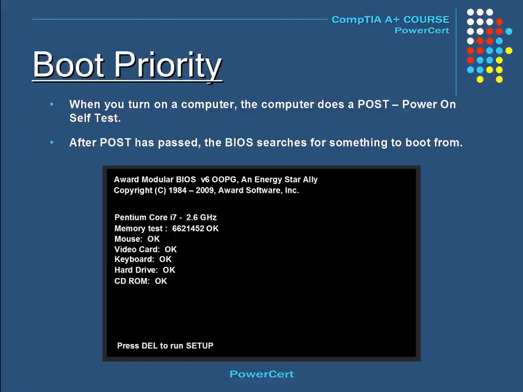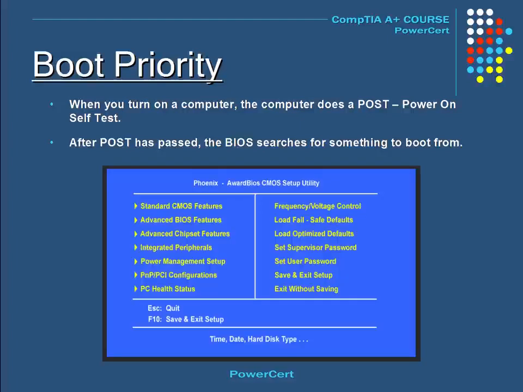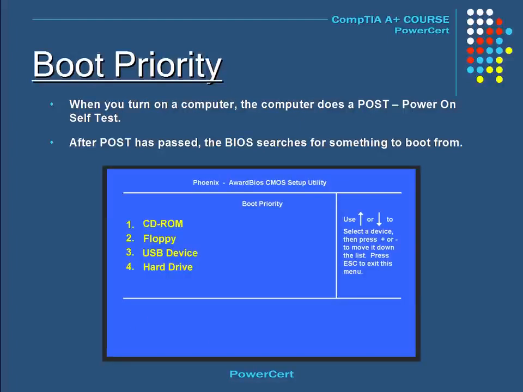But the computer doesn't necessarily have to boot to an operating system. It can also boot from other things, such as a CD or DVD disc, floppy disk, or USB flash drive, just as long as those things have the necessary boot files on them. And how the BIOS determines which device to boot from depends on the boot order in the CMOS settings.